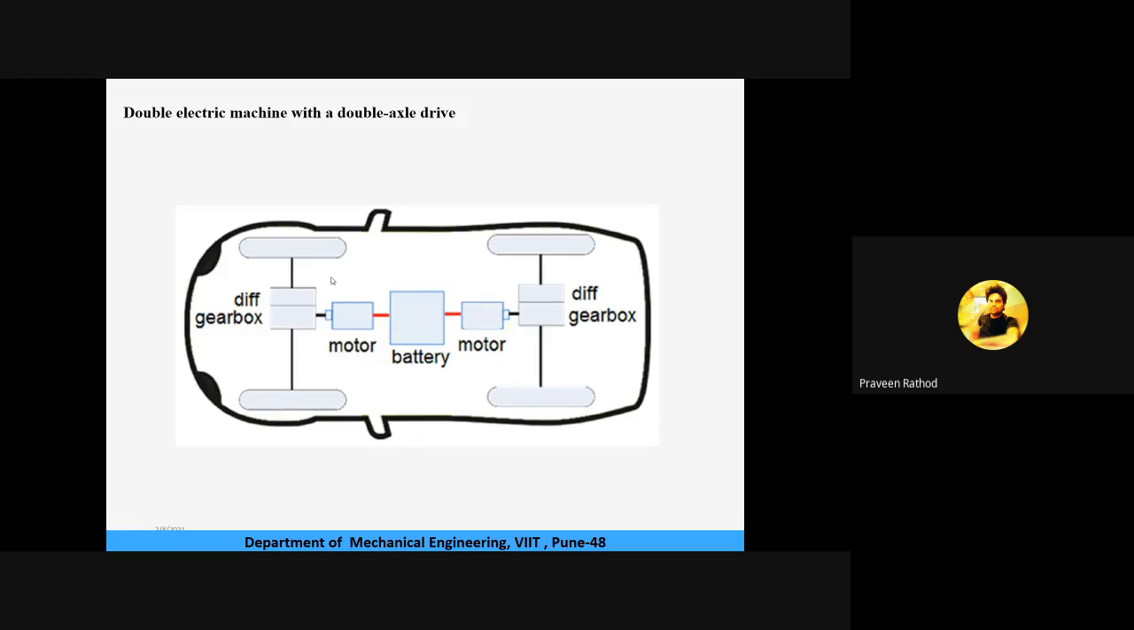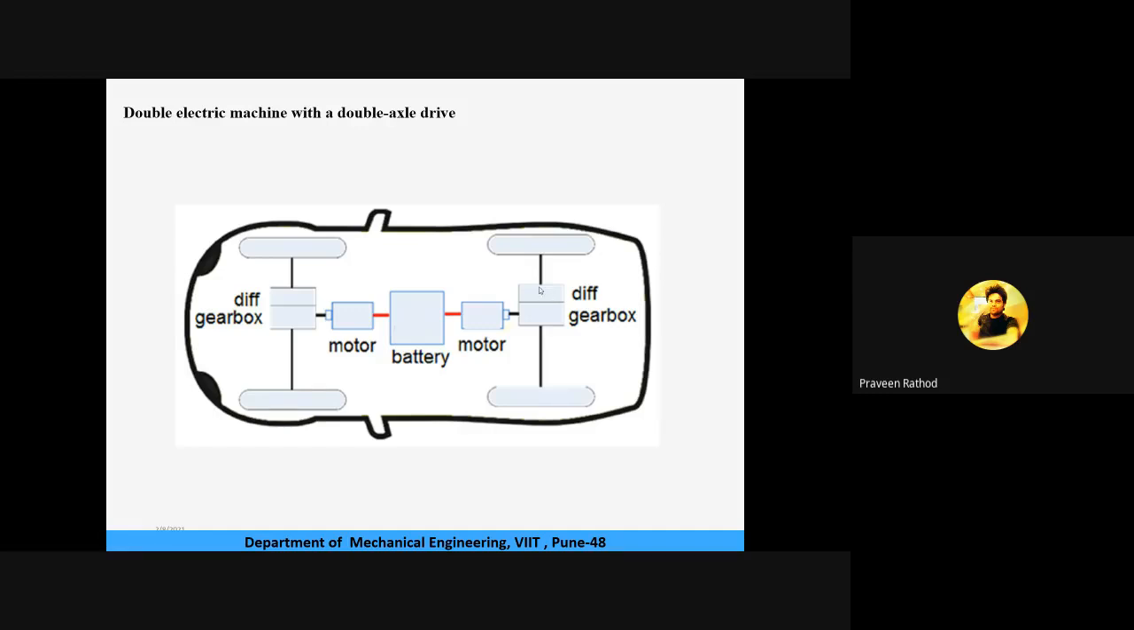Okay, so this electrical vehicle topology still requires the use of a pair of differentials. So one for the front and one for the rear. Okay, as I said, you can use the differential or you can leave the differential. But if you use the differential, what happens? It adds mass to the vehicle.